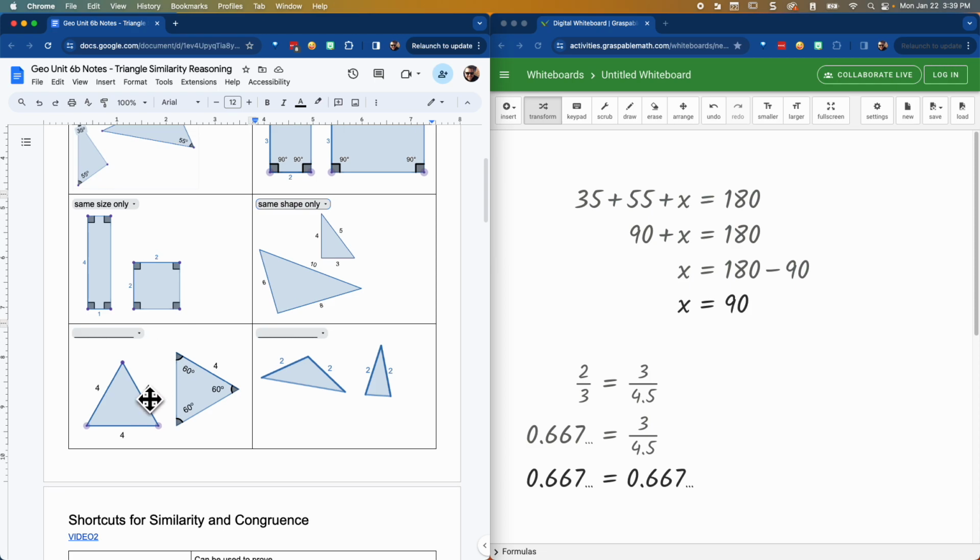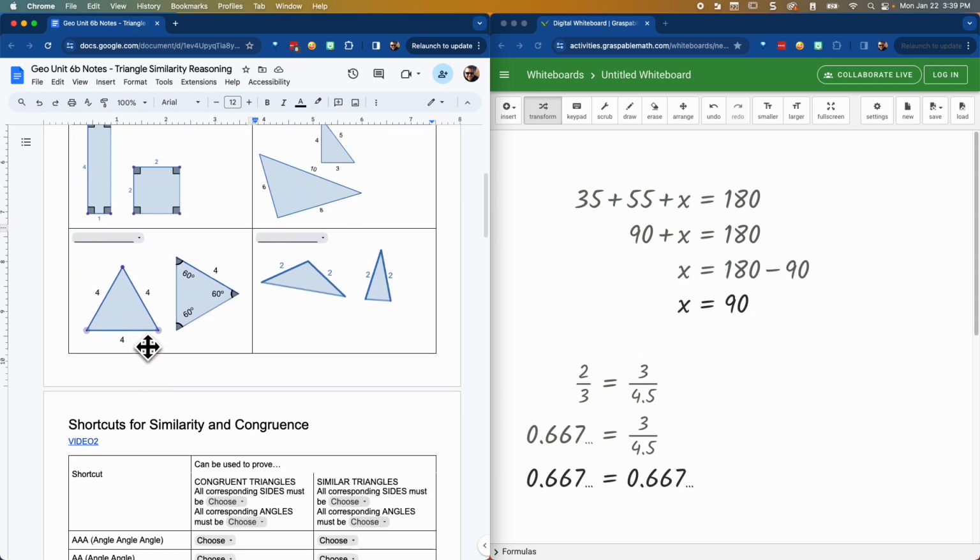All right, this next one, I have an equilateral triangle that's 4, 4, and 4. I have another triangle here that's 60 degrees all the way around, and one side is 4. Well, that's an equilateral triangle also. And if it is an equilateral triangle, I could say that all those sides are equal to 4. So not only are they the same shape, they're also the same size, which is super helpful.